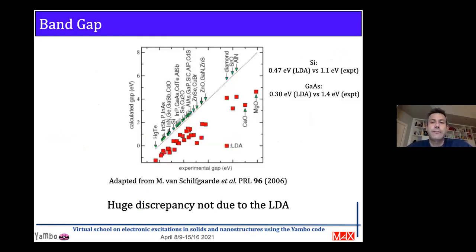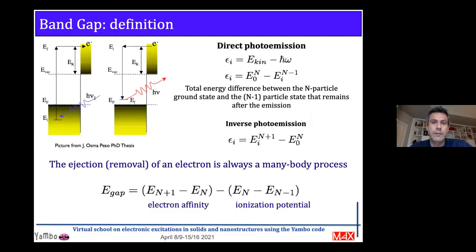Here is a famous plot. We have different semiconductors and insulators. And as you can see, these are calculations done with a local density approximation compared with experiment, and the agreement is very poor. The problem is not the local density approximation.